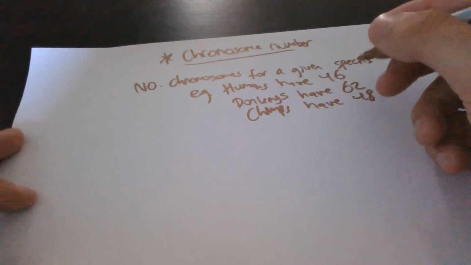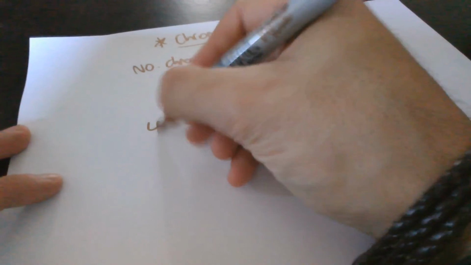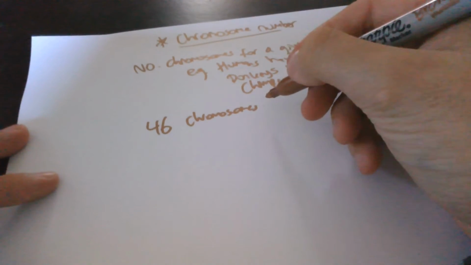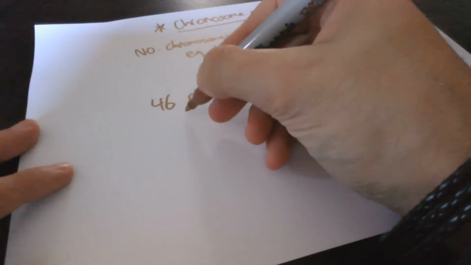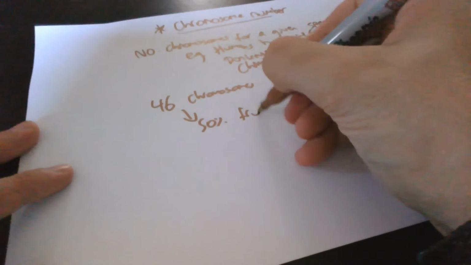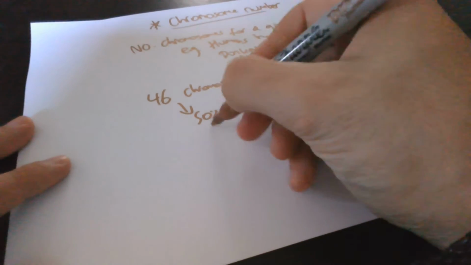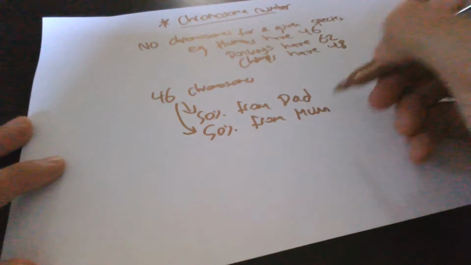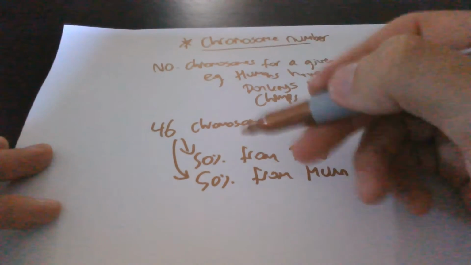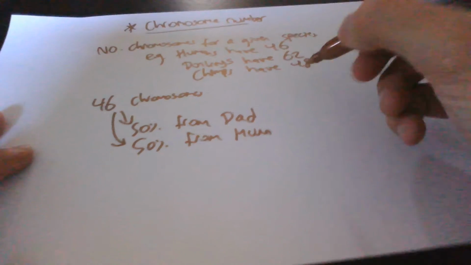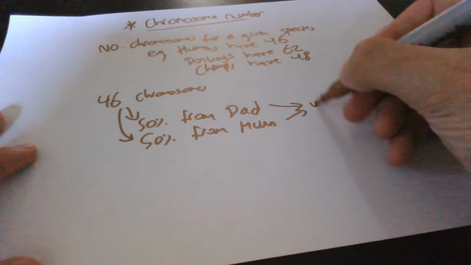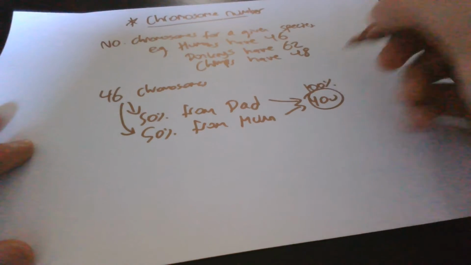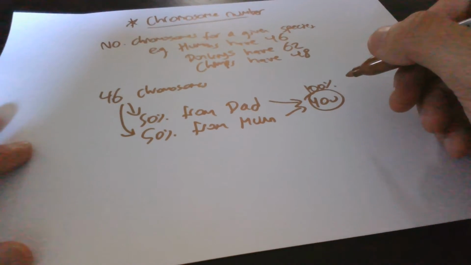Now, remember, 46 chromosomes in a human. There are 46 of them, half of which, 50%, come from your dad, and the other 50% from your mum. You obviously know this in terms of reproduction: half your chromosomes from your dad, half from your mum, and you get you. So you get 100% from both. Okay, 50-50.